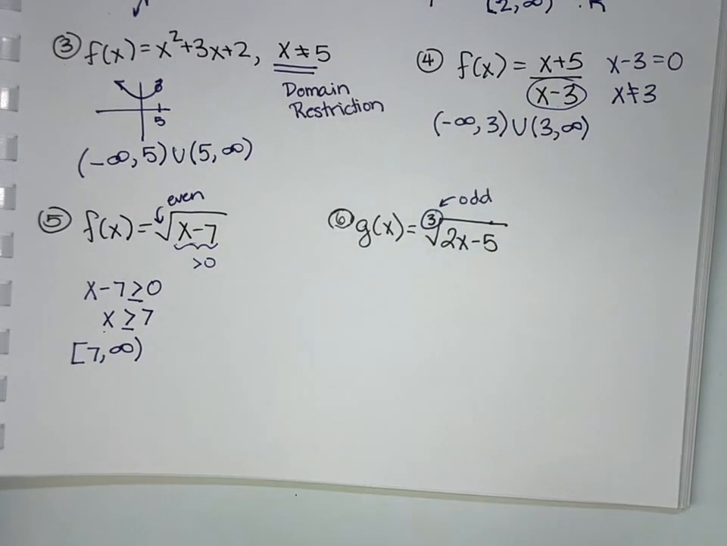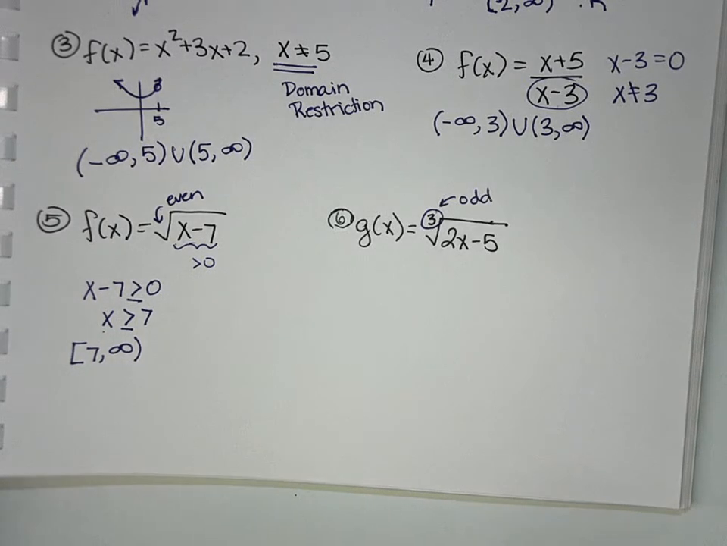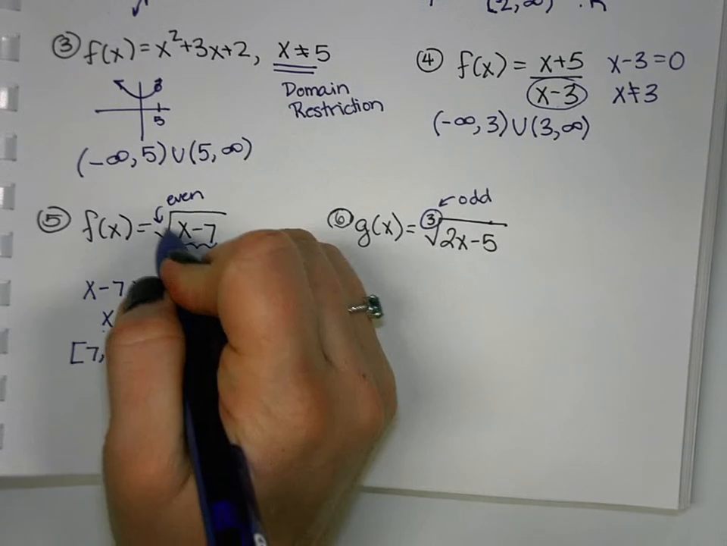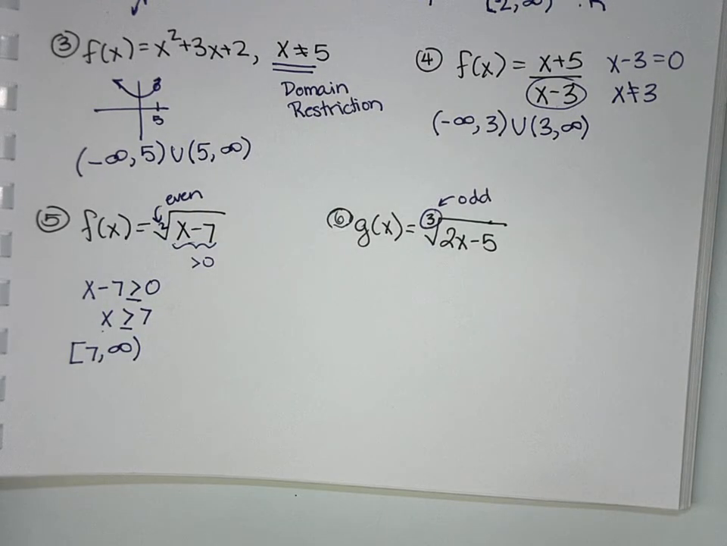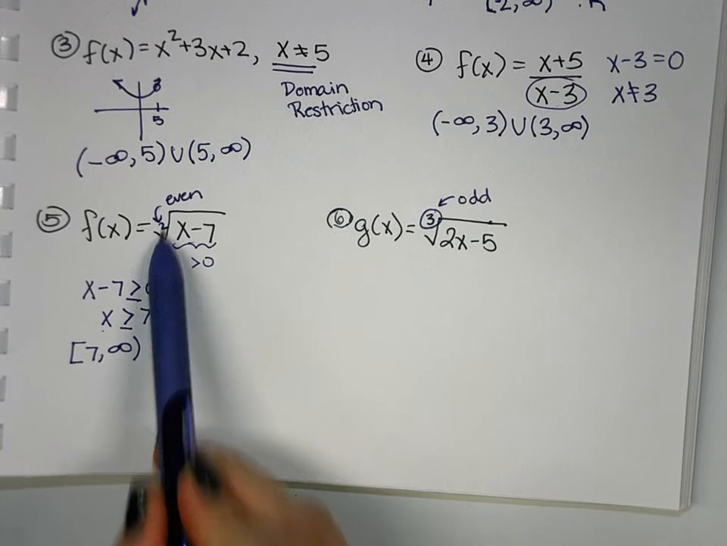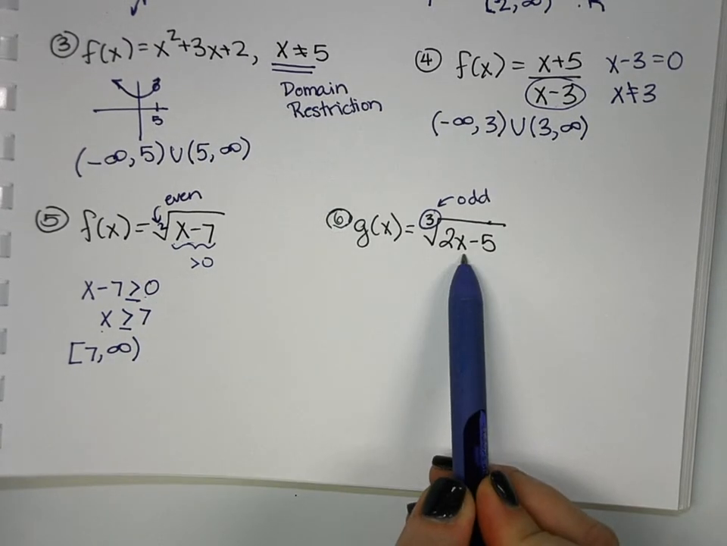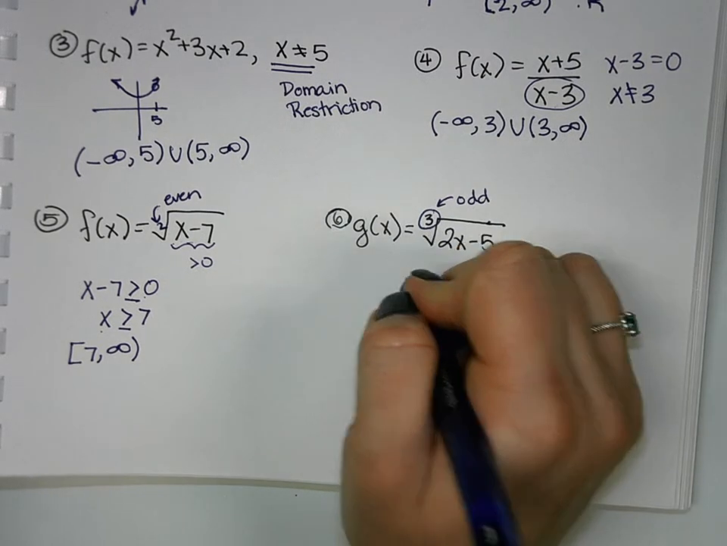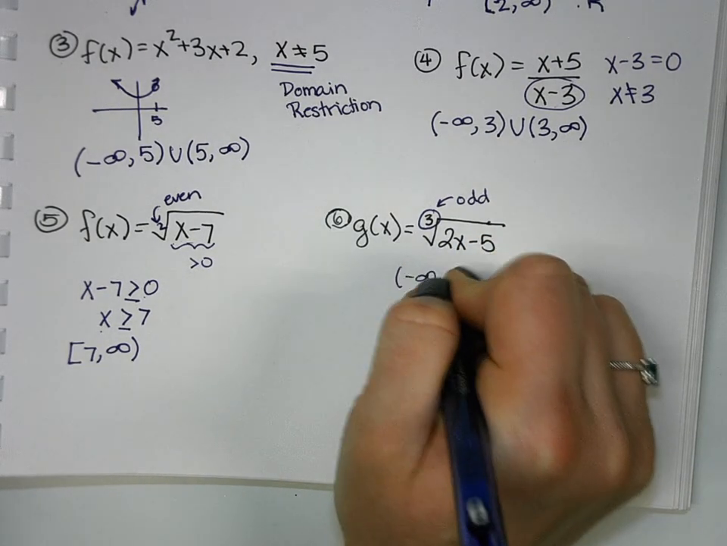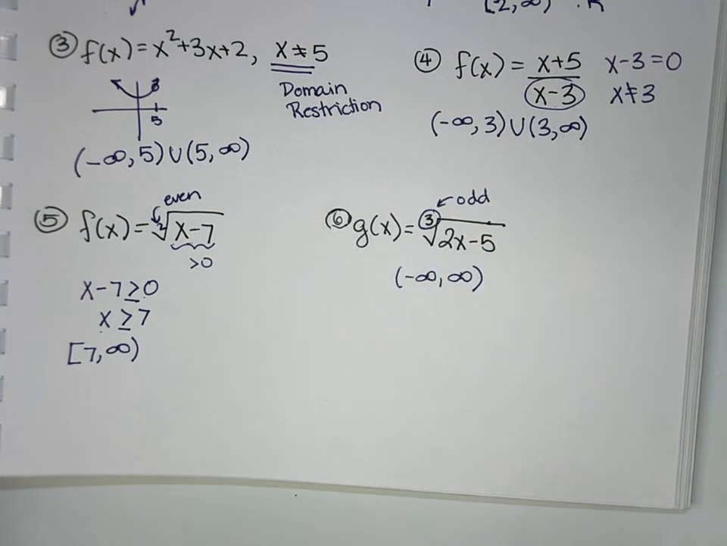Well, when we have an odd index, can we have negatives inside of our radical? Yes. So it's only with the even index, so square root, that there's that imaginary issue. The even index has to be greater than or equal to 0. The odd index does not have that restriction. So this would be just like a polynomial function, a domain where x can be anything. There's nothing restricting it because we don't have that negative.